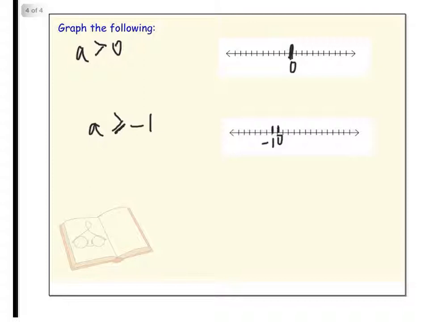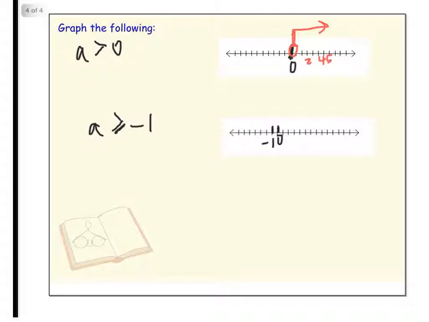Alright, 2 more examples. So we have a is greater than 0. Here I only need 0 on my number line then. It's just greater than 0. It can't be equal to 0, so I need to do an open dot. And I'm looking for numbers that are bigger than 0. So in this case, I know the numbers to the right are greater than 0. Over here we'd have like 2, 4, 5, all those numbers that are greater than 0.